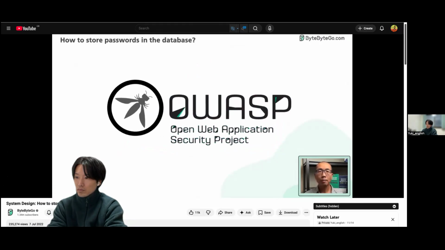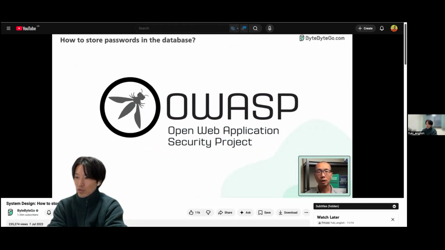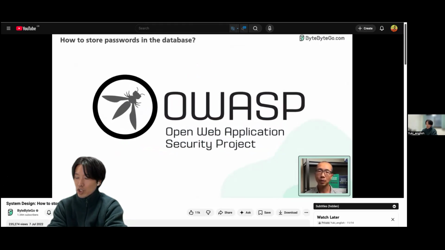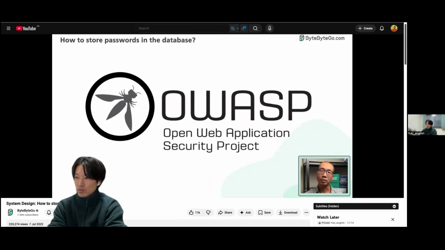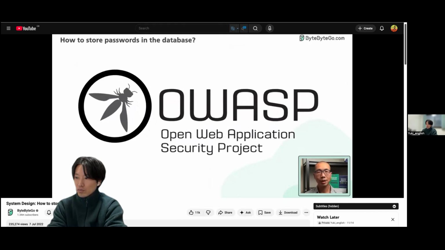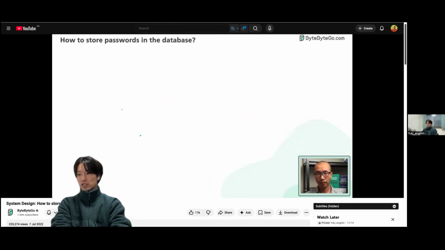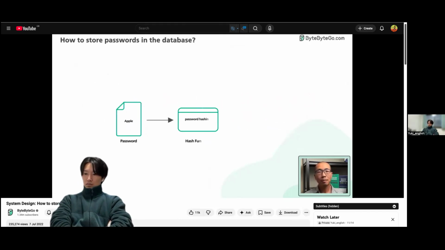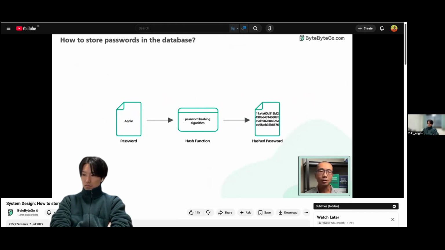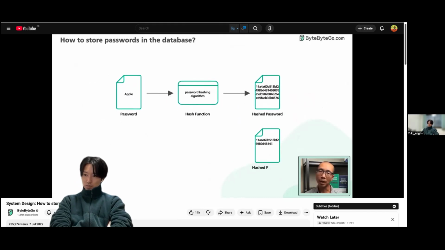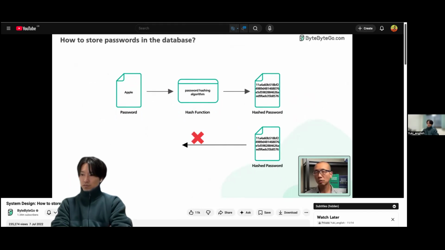The Open Web Application Security Project, also known as OWASP, provided some guidelines on how to store passwords. Here are the recommendations. First, use a modern hashing algorithm. Hashing is a one-way function. It is impossible to decrypt a hash to obtain the original value.